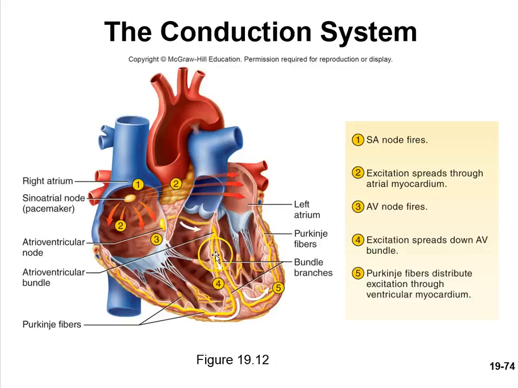Down the interventricular septum, called the AV bundle. Here's the apex of the heart down here. We're going to run into these Purkinje fibers, which will transmit that signal to the rest of the ventricles.